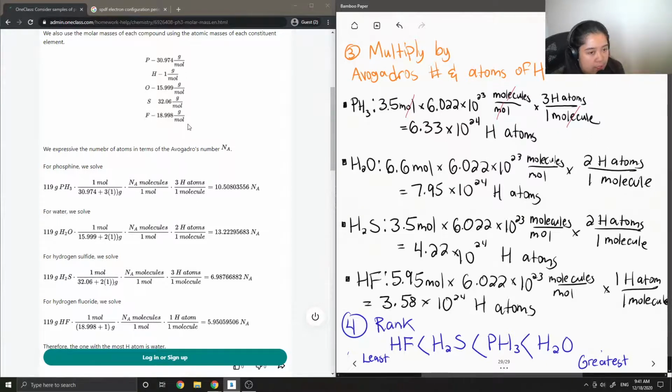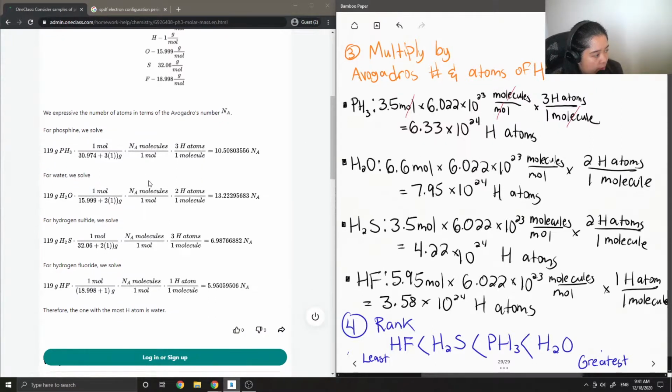So notice that they don't actually multiply by the 6.022 times 10 to the 23. So this might make it easier, just so that we're working with easier numbers. Since all of them are multiplied by Avogadro's number, we just need to see the largest after you multiply by however many hydrogen atoms. So here you can see they fit it all in one line.